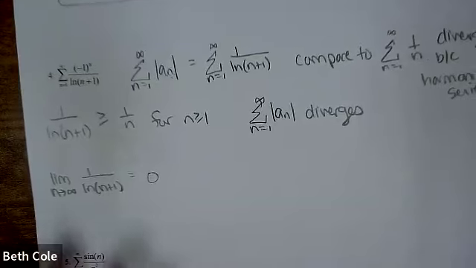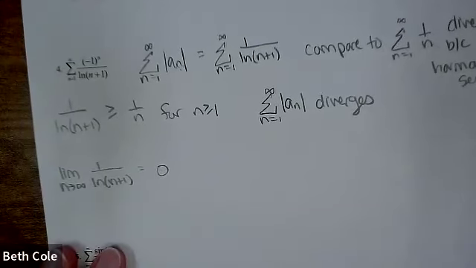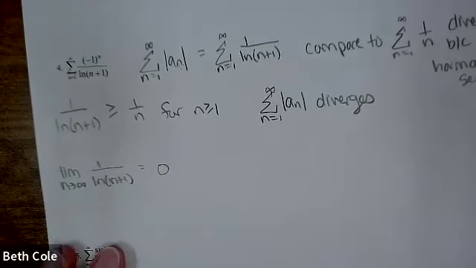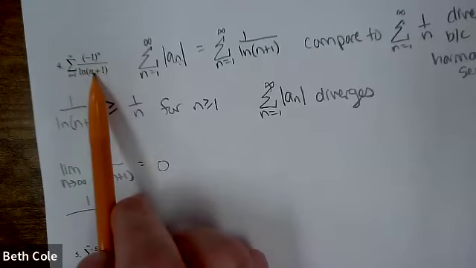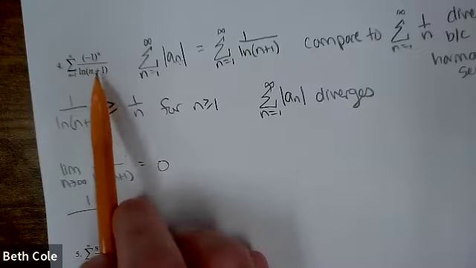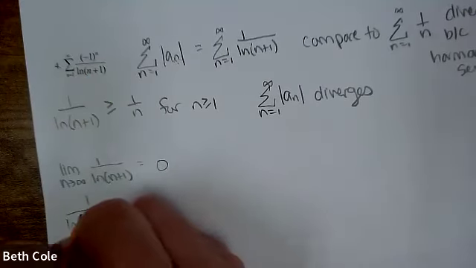What's the second part of your alternating series test? The terms are getting smaller. So we're going to plug in n plus 1. If you plug in n plus 1, you're going to have n plus 1 plus 1. So n plus 2.